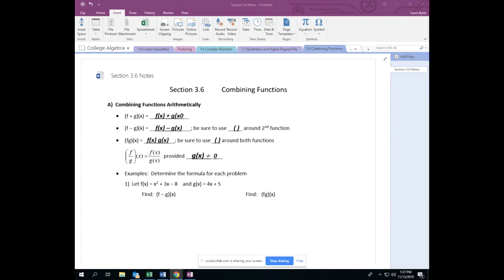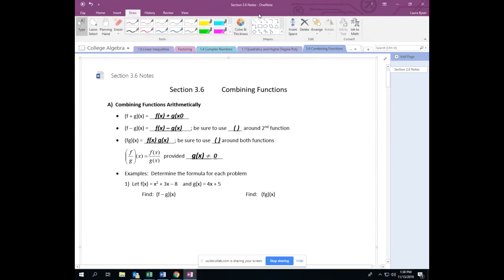Hey, everybody. This video is going to cover section 3.6, excuse me, which deals with combining functions. And there are two different ways that we are going to be combining functions. The first one is arithmetically, which is where we are going to be combining the functions using the regular operations, addition, subtraction, multiplication, and division.